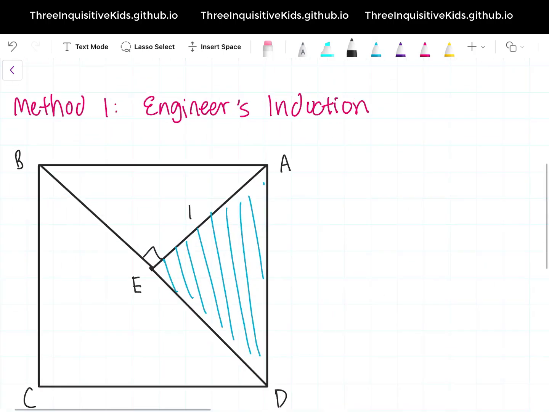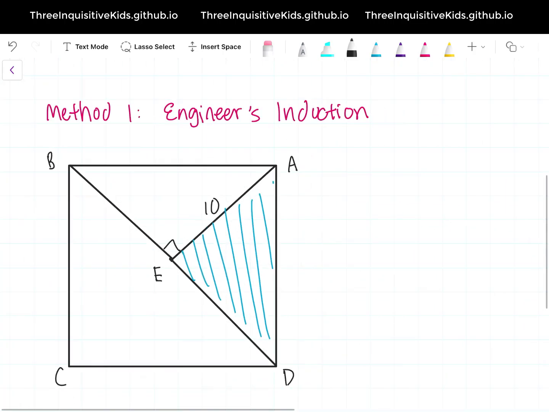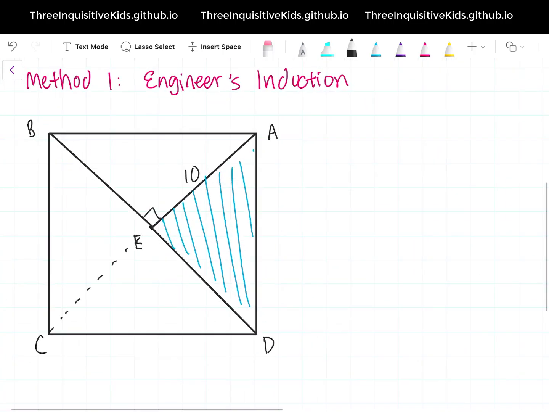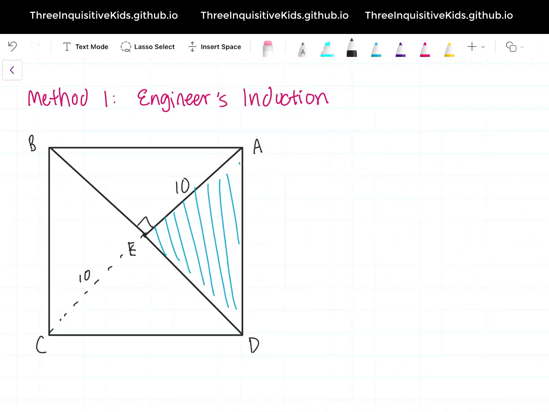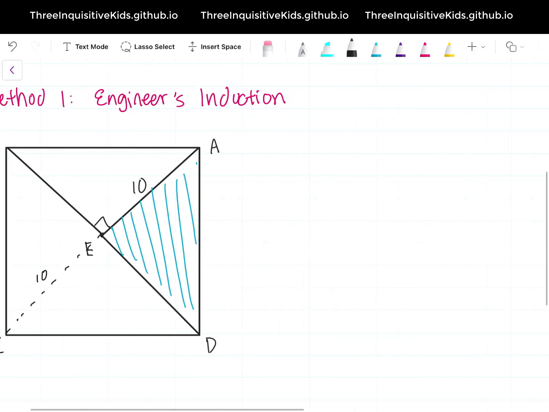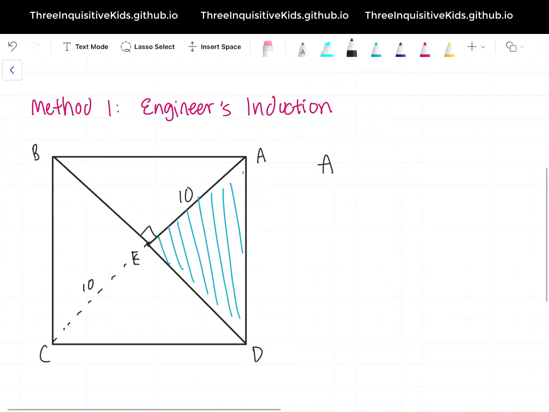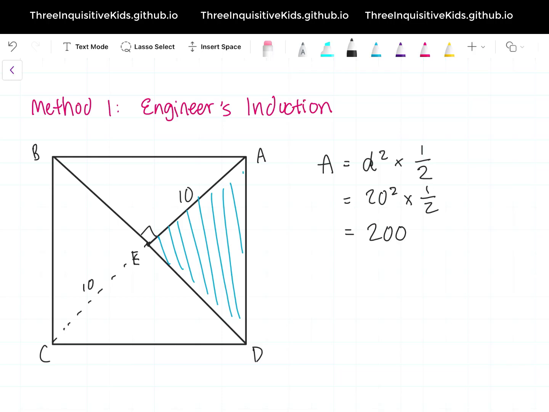And we know that AE has a length of 10. Because of this, we see that if we just double 10, since this here is also 10, we find the diagonal of the square, which is 20 units long. Now we can find the area of a square by squaring its diagonal times 1/2. So because its diagonal is 20, we do 20 squared times 1/2, which is equal to 200. So the area of the entire square is 200 square units.